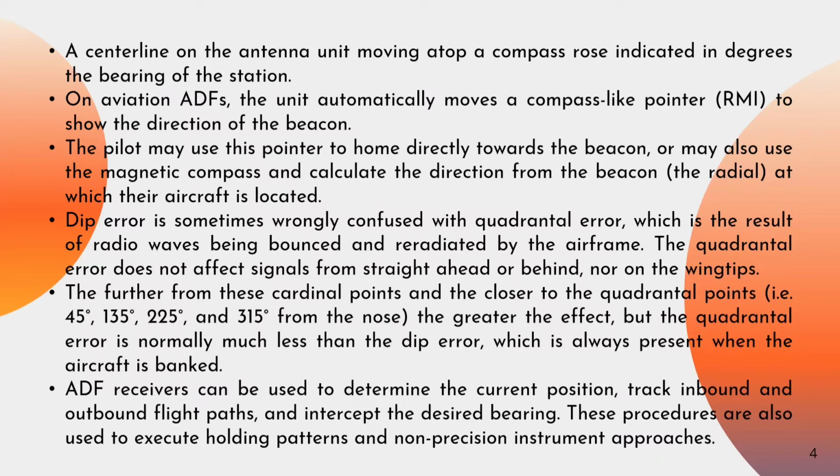The pilot may use this pointer to home directly towards the beacon, or may also use the magnetic compass and calculate the direction from the beacon, the radial, at which the aircraft is located.